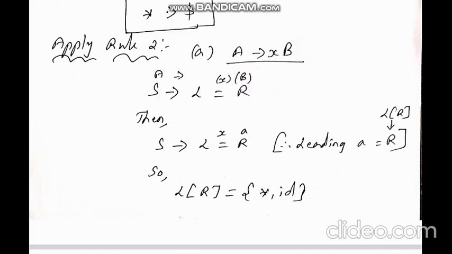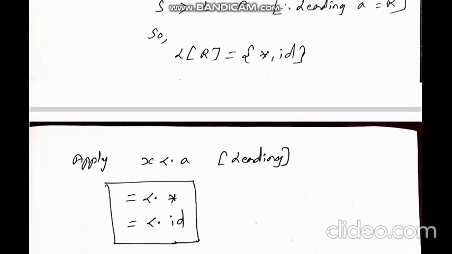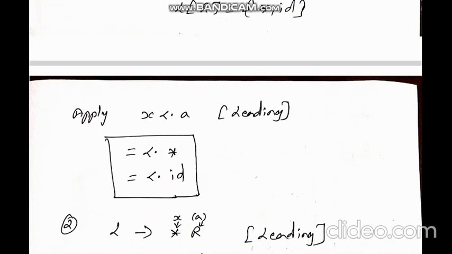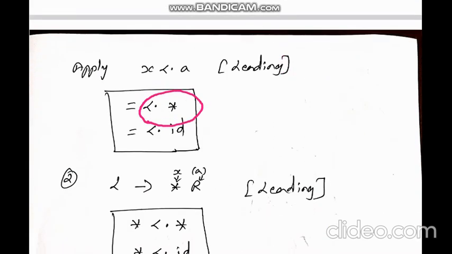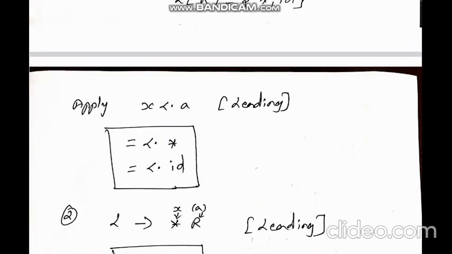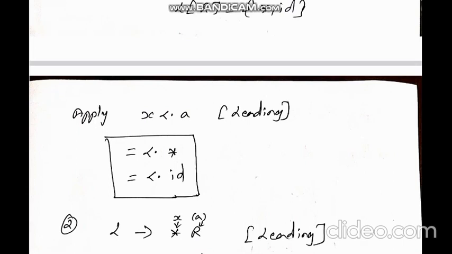So let me rewrite the answer for this. I am applying the leading now. So now I'll write this particular symbol also here. So this is the rule. You can check it: X leading A. What is A? This asterisk and ID is A. So this A is here and we are going to write it. The A we are going to take, X we are going to take it.